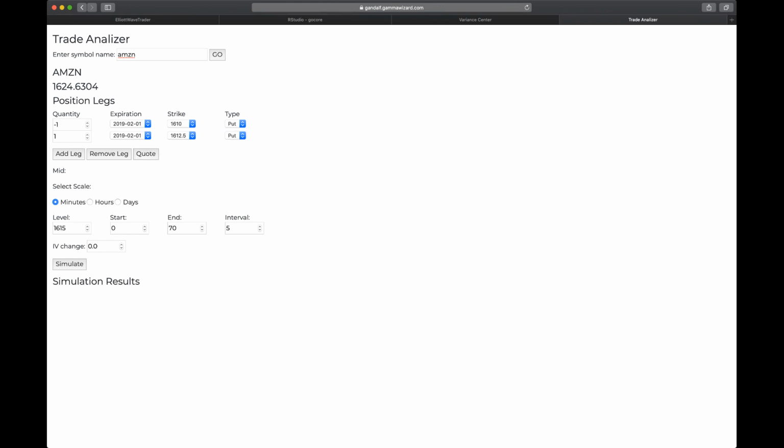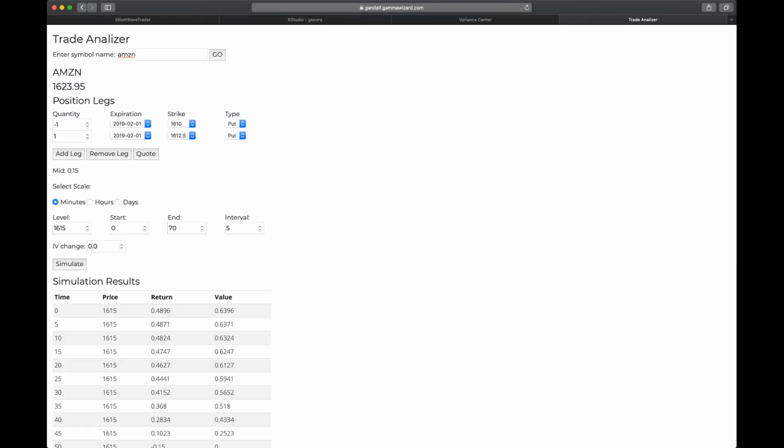I quote the position. It's very important to quote the position because it gives me a value. And right now Amazon is at 1624. Let's imagine what happens if it reaches 1615 within the next 70 minutes. So you can select the scale of the simulation from minutes, hours or days. So let's do minutes. And I started at minute 0 so we can see things more in detail if the move happens right away. Enter the 70 minutes and every 5 minutes now, so we don't get a lot of information. I'll go over IV change later on.